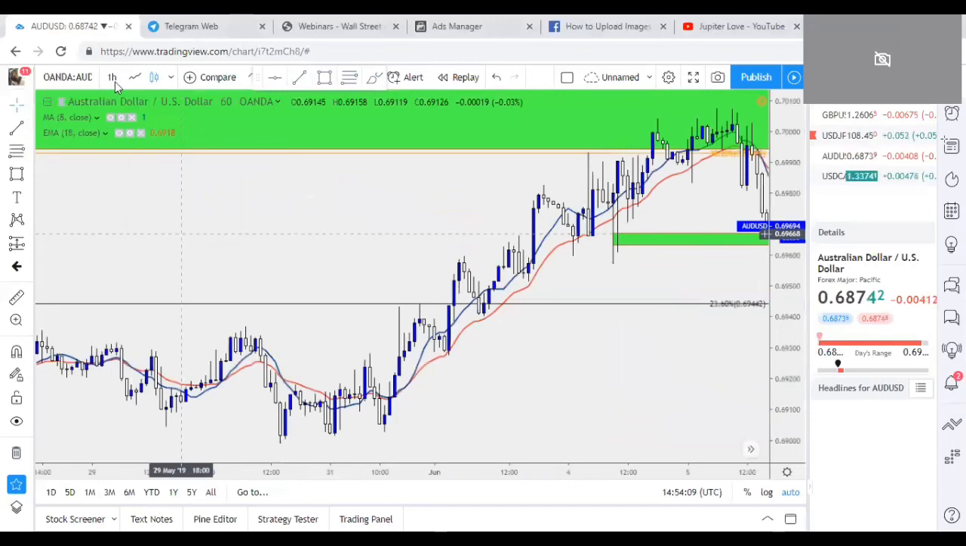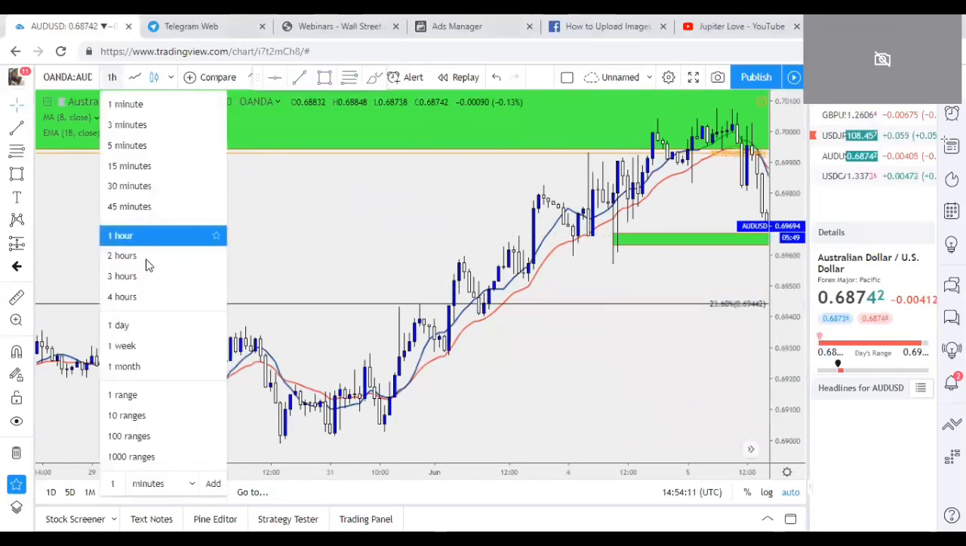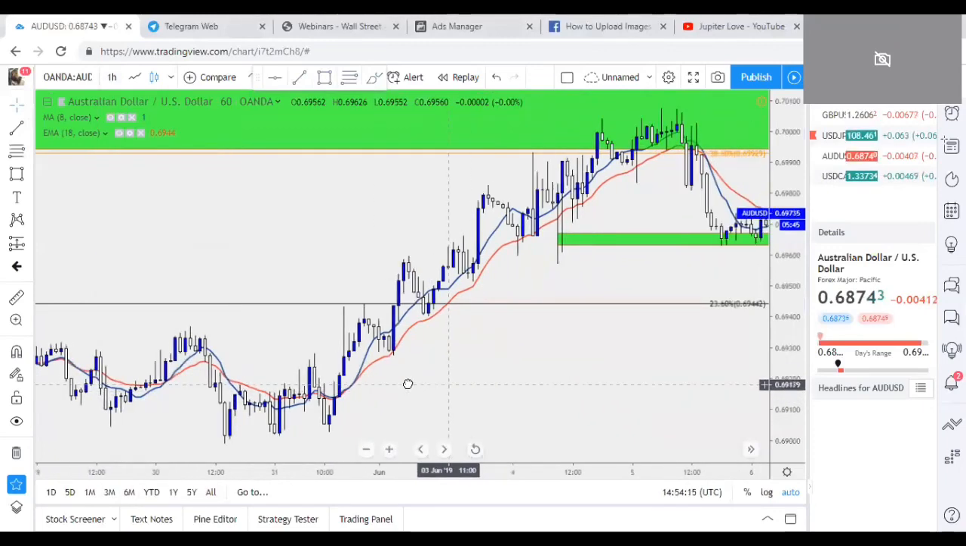Tying it all together, guys, as you can see, I broke the setup down from my monthly time frame to my entry time frames, getting into depth and detail on how to maintain the order.